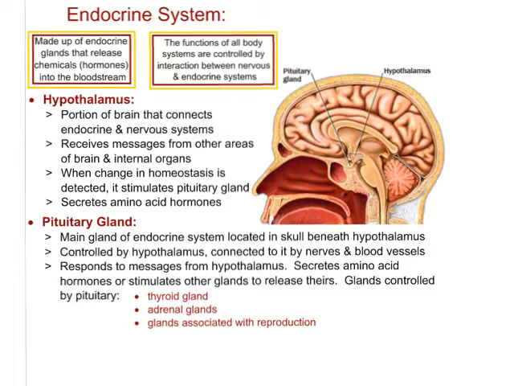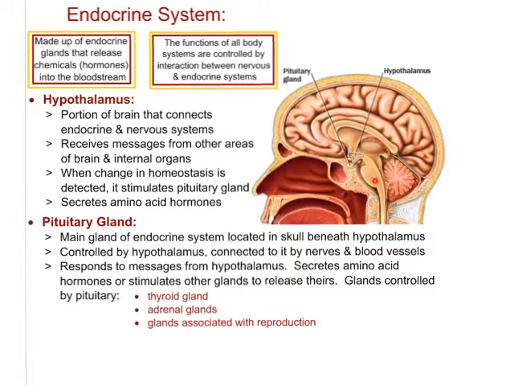So just a quick review, the endocrine system is made up of endocrine glands that release hormones into the bloodstream, and all of the functions of all of the body systems are controlled by interactions between the nervous and the endocrine systems. So let's look more specifically at how the endocrine system functions. Let's look at two important organs. The hypothalamus is a portion of the brain that connects the endocrine and the nervous systems.